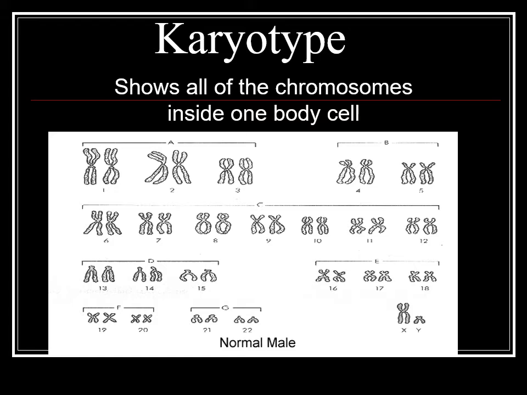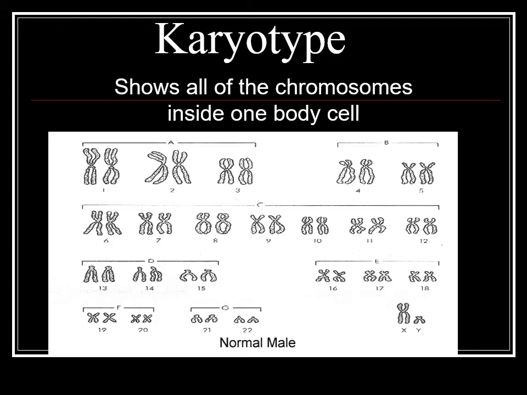If you notice, the pairs are numbered 1 through 22, okay? And 1 is the largest chromosome, and as you go through, they get smaller and smaller until 22 is the smallest chromosome. And what we'll end up seeing is the larger the chromosome that you are missing or have an extra one of, the more profound the disability is.